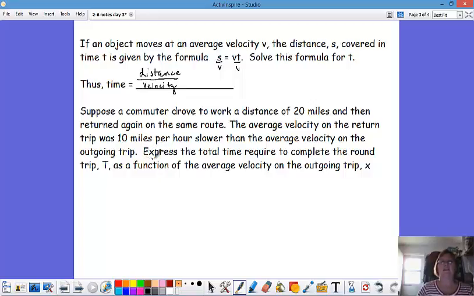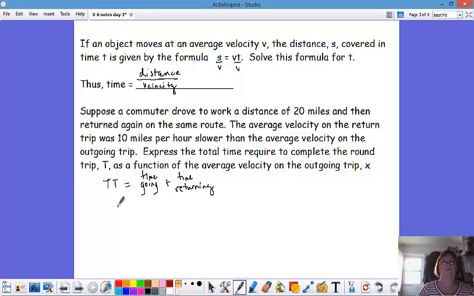trip. Express the total time required to complete the round trip as a function of the average velocity on the outgoing trip. So if you think about that, the total time, T, that's got to be the time that you spent going and the time that you spent coming home or returning. And we know a little bit about those things.